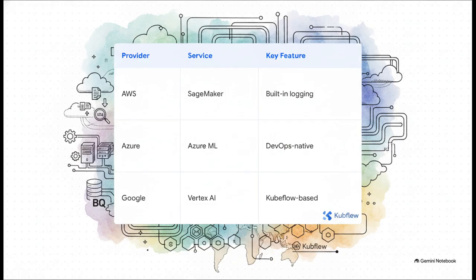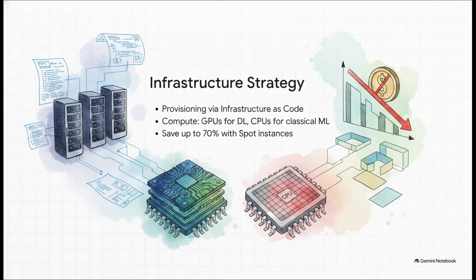fully vendor-neutral multi-cloud approach. The major takeaway here is that you must treat your ML infrastructure with the exact same rigor as your standard application infrastructure. Use infrastructure as code, like Terraform or Pulumi, for all your provisioning. Be smart about your compute strategy. Use GPUs for heavy deep learning and stick to CPUs for classical ML. And hey, by smartly utilizing spot or preemptible instances, you can literally slash your compute costs by up to 70%. That's a massive win for any IT budget.